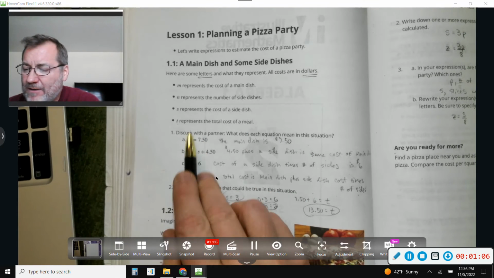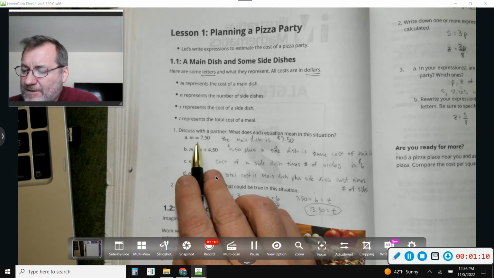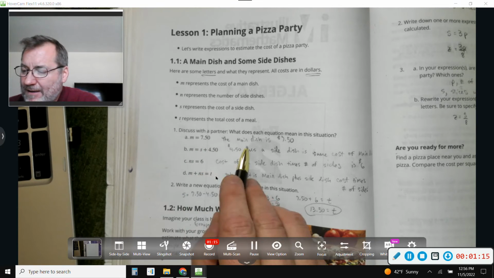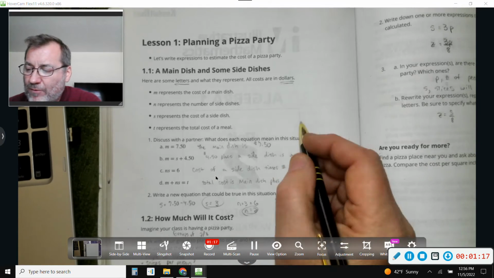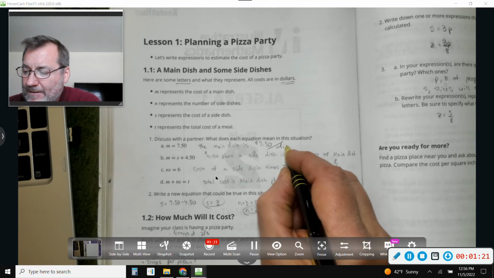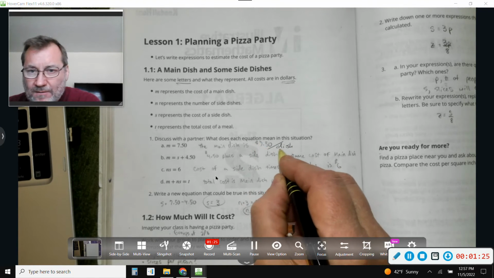Okay, so M. What is M? M is the cost of the main dish. All right. So this cost here, it says M equals $7.50. Well, the main dish is $7.50, but here's the important thing. It's $7.50 per dish. That's the units that I'm talking about here. You have dollars per dish.